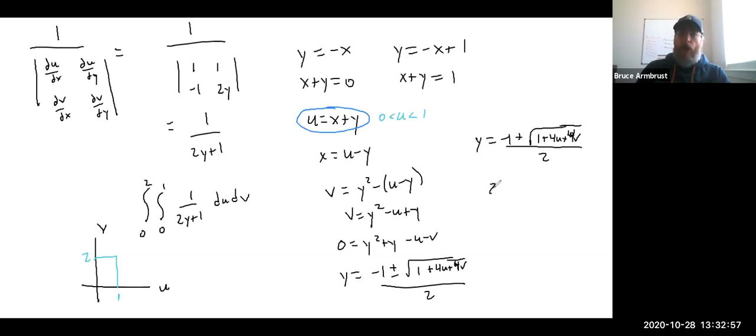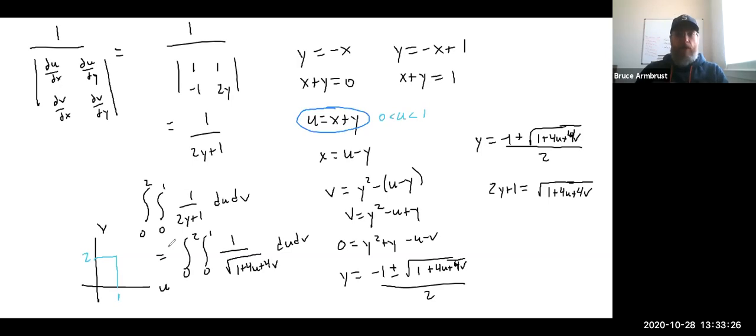Then 2y plus 1. Well, the 2's cancel, and then the 1 and the -1 cancel. So we're left with just the square root of 1 plus 4u plus 4v. And that's what would end up going underneath the 1 here in the original. So that's what this would end up looking like. This is what we would have to integrate in the UV world to find the area of that original shape.